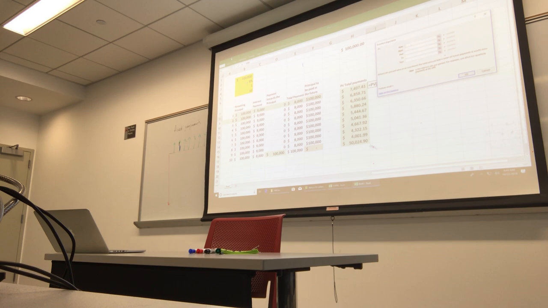The rate is this one, and the rate doesn't change across the years. The number of periods is something that would change. And the future value that I have is also something that will change. I click it and I get this to be the amount that I have to pay.